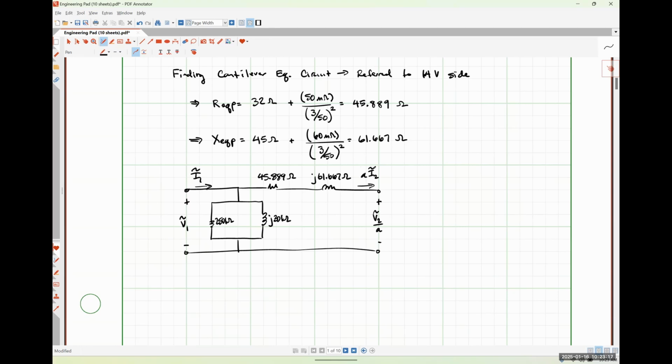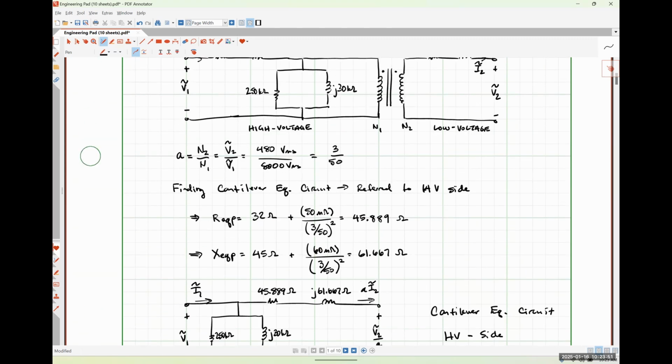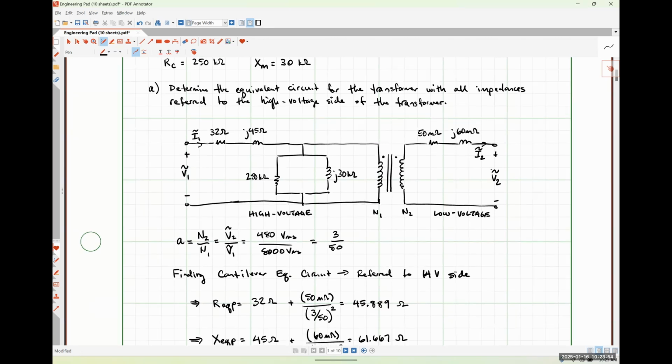So that seems fairly straightforward, right? If we wanted to, I'm going to make a note out here: cantilever equivalent circuit, high voltage side. If we wanted to find the cantilever equivalent circuit referred to the low voltage side, let's do that as part B, right? We've answered part A there.